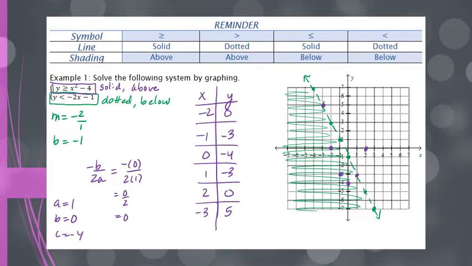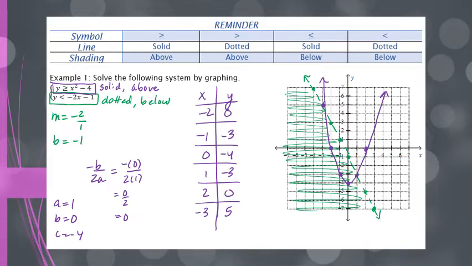I still want to be accurate and see where my graphs are crossing, but my solutions are no longer going to be ordered pairs. They're going to be areas where my shading overlaps. So I don't want to say it's not important, because it is. You do want to know exactly where they cross, but the most important part is to know where their shading overlaps. All right, so we have to shade above this parabola.